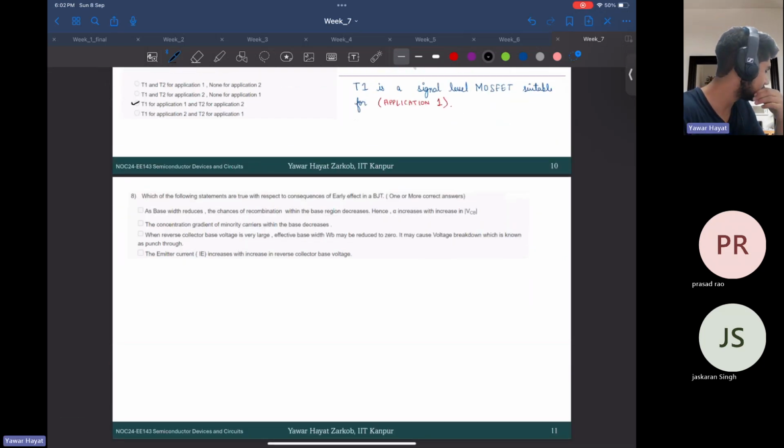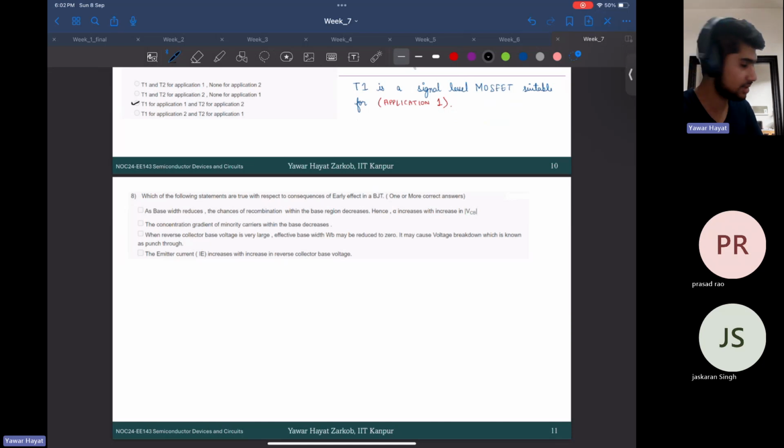What about the eighth one? The last one is a theoretical question, right? So which of the following statements are true? Again, a question in which multiple options can be correct, right? So which of the following statements are true with respect to consequences of early effect in a BJT? One or more than one correct answers can be there.